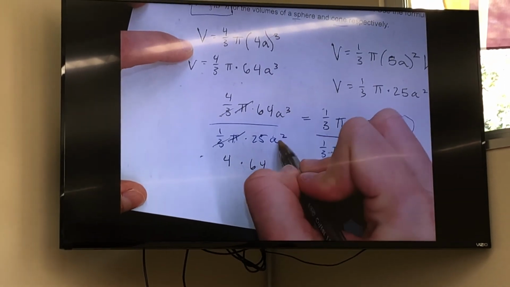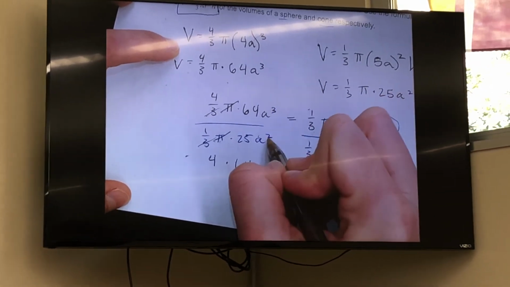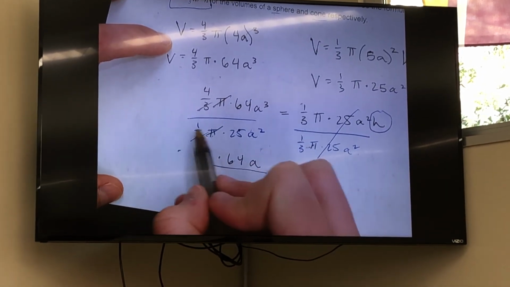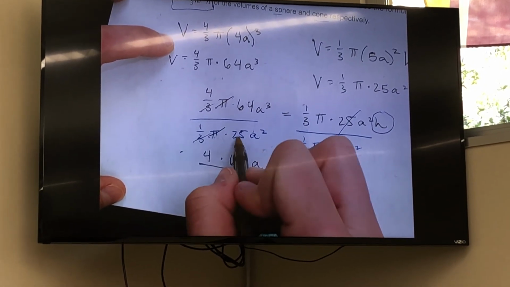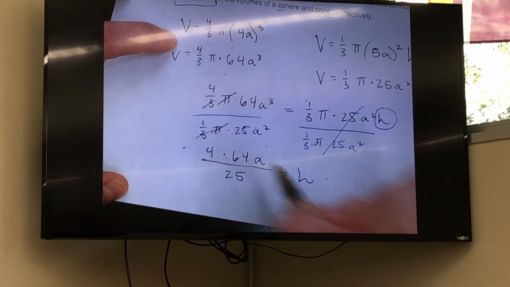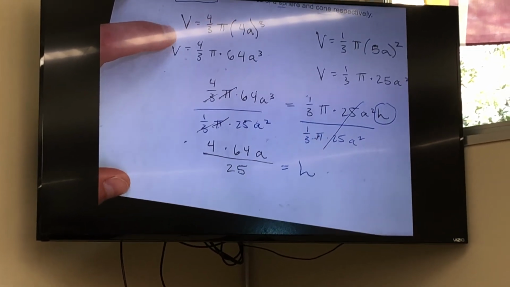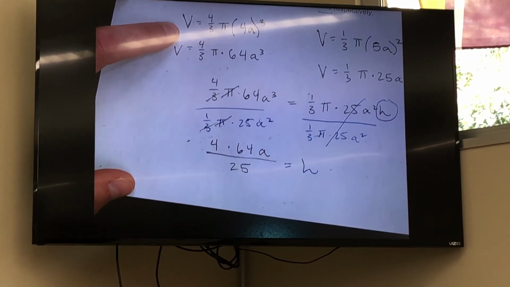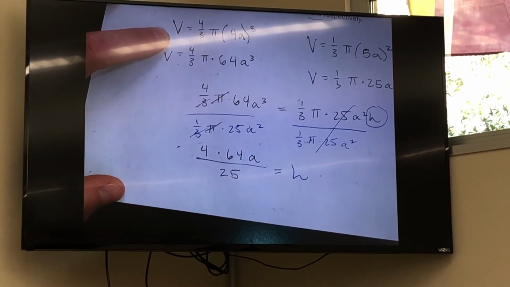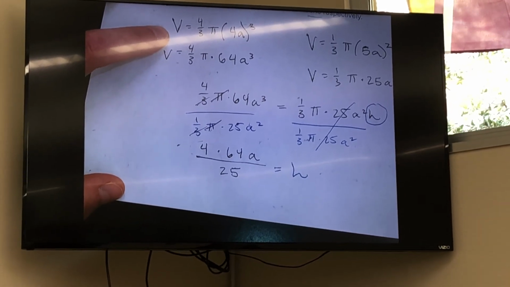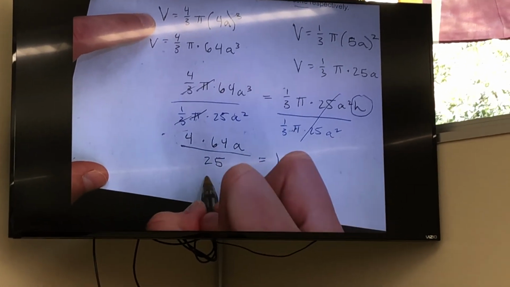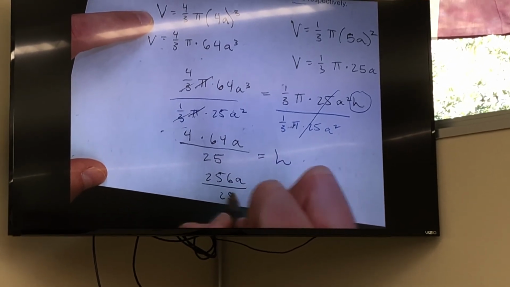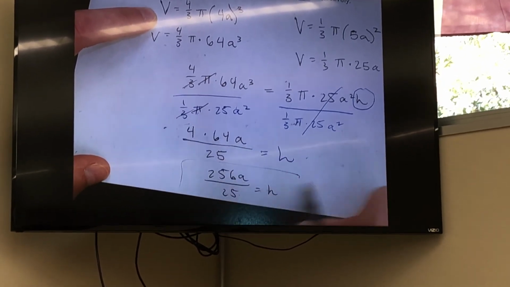Oh, look at this. I have an a to the third over an a squared. I subtract my exponents and I just have an a. And then on the bottom, what do I have? I have a 1, which I don't really care about, and a 25. Woo! We're getting there. Last step. I just have to combine these on top. What is 64 times 4? Any guesses, Mr. Deshane? 256. Hey! 256. Still have an a and a 25. Woo! We did it!